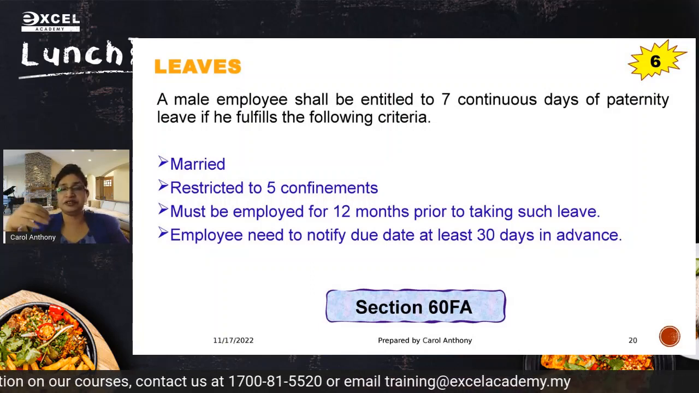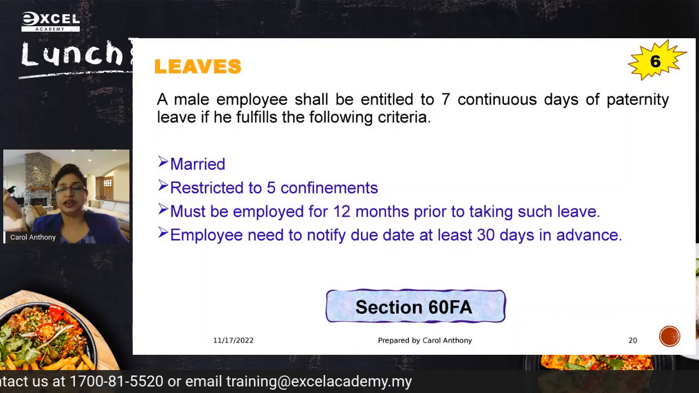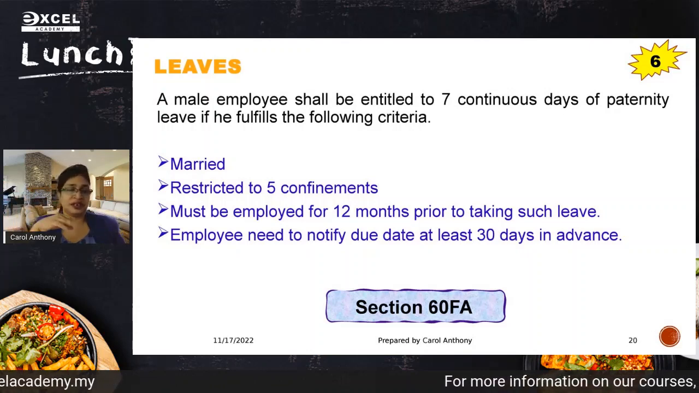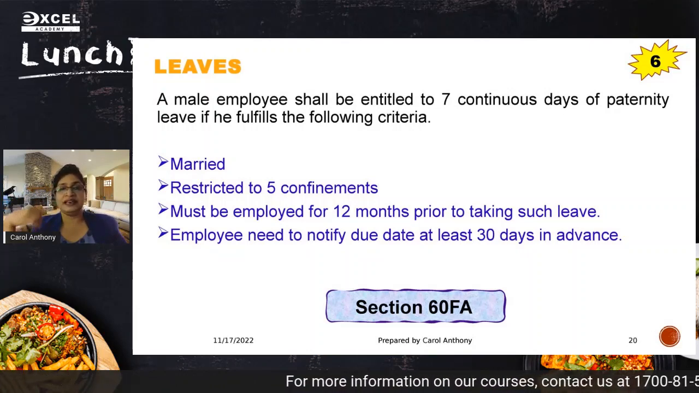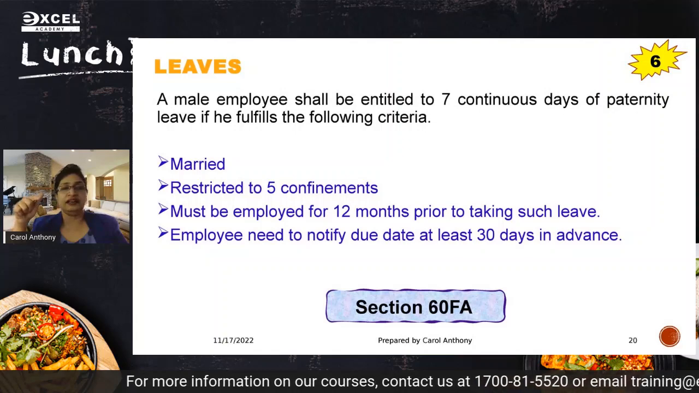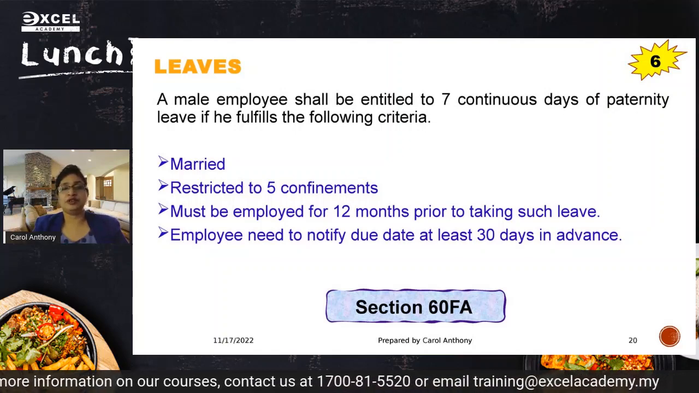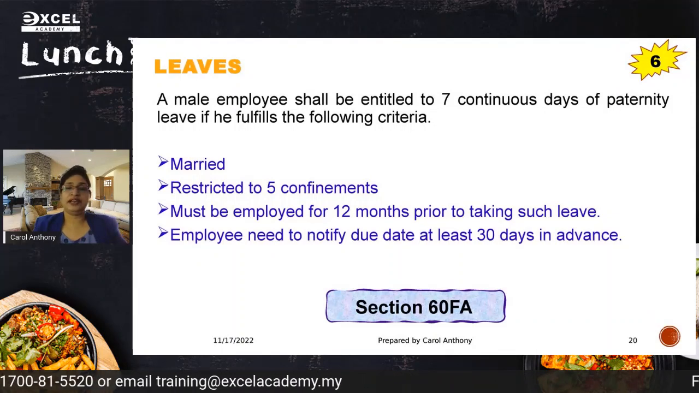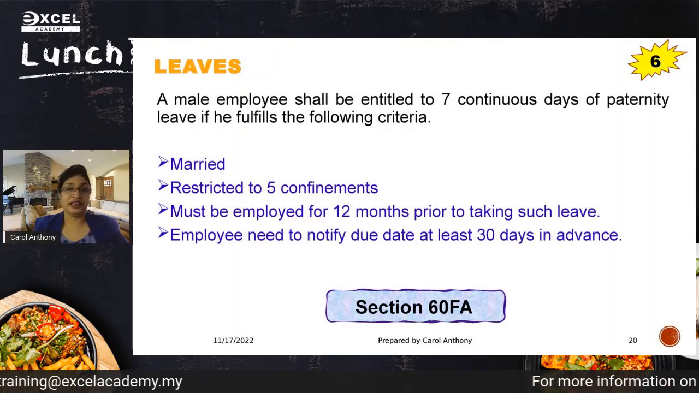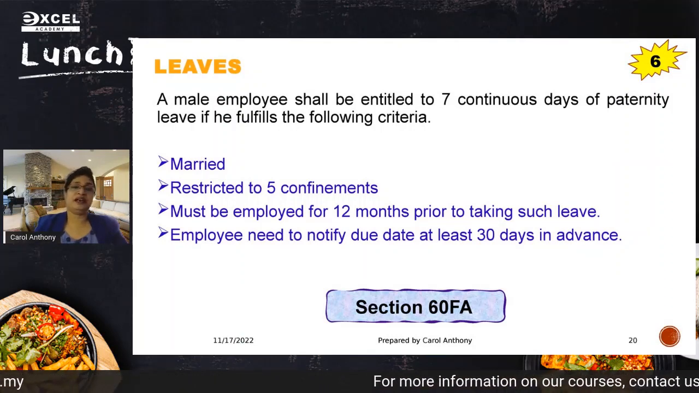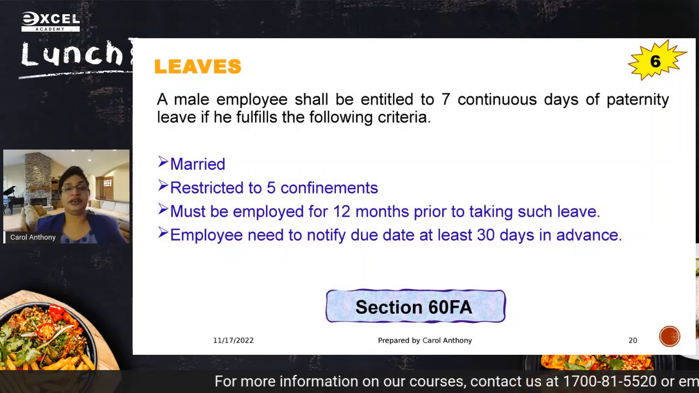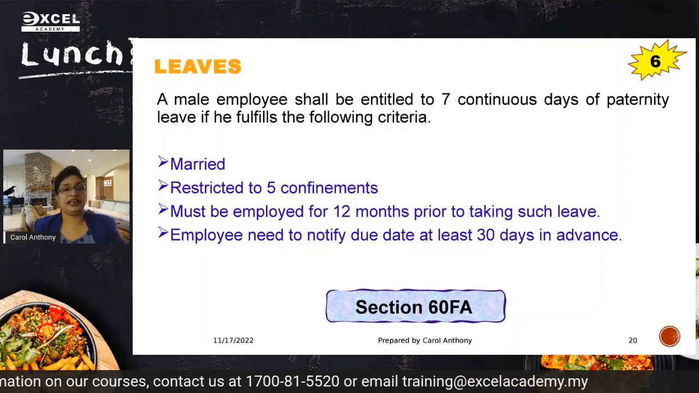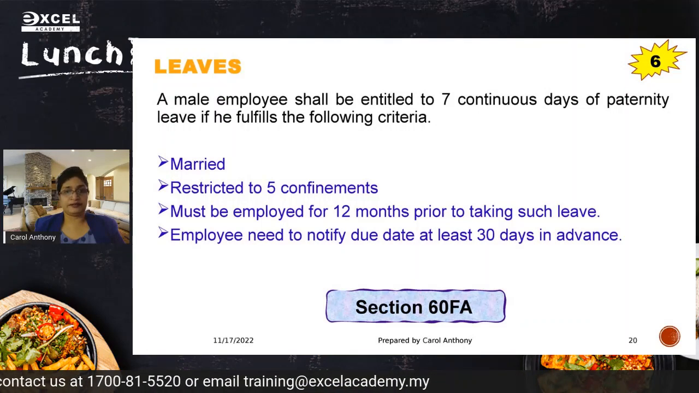The 5 must be natural born children, which is also defined under maternity leave. It's the same. No foster children, no stepchildren, no adopted children, nothing. Must be natural born children. Third, must be employed for 12 months prior to taking such leave. So let's say he's going on leave on the 2nd of January 2023, he must have been employed since January 2022, at least 12 months. If he's below 12 months, then he doesn't enjoy the leave. He can take his own annual leave.